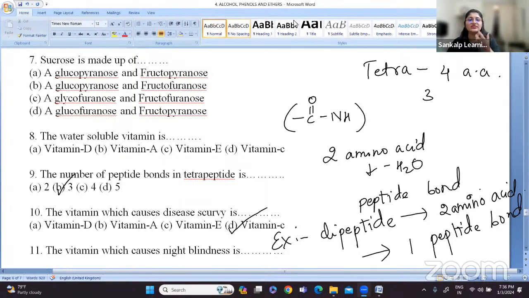Okay, and your teeth will get loosened, and there will be bleeding under your skin. So how is it treated? Vitamin C. You can take vitamin C through different diets.